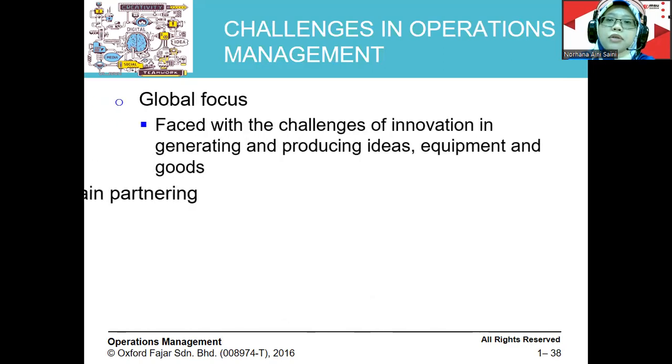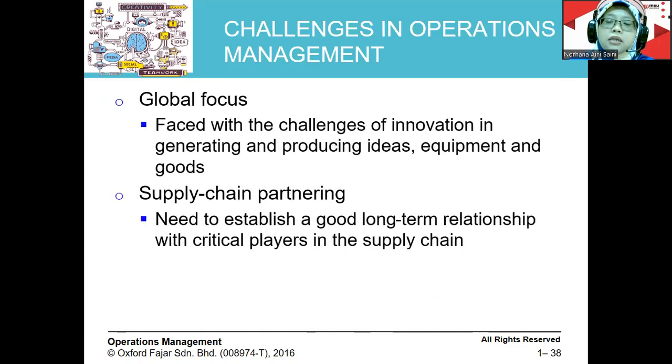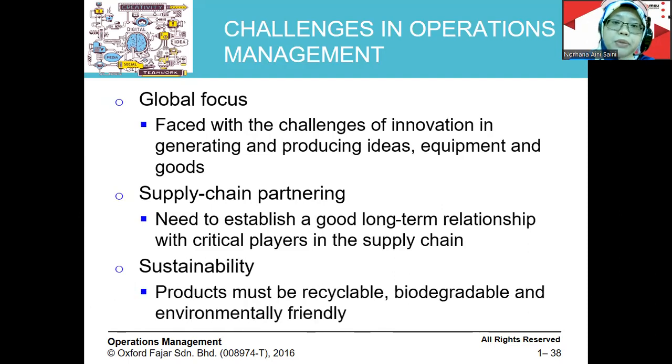Now, the challenges that happen in operations management nowadays. Number one is global focus. Global focus means being faced with the challenges of innovation in generating and producing ideas, equipment, and also the goods.